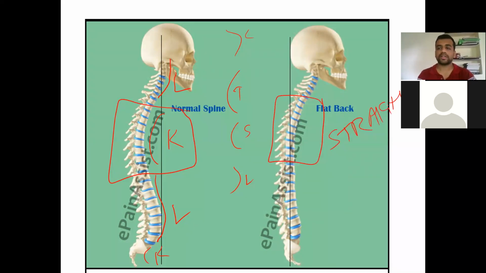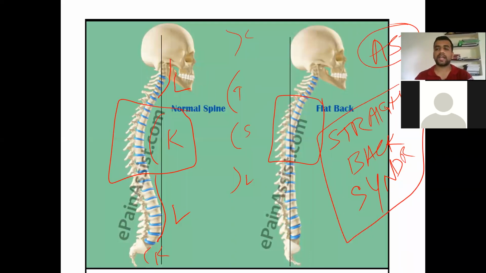We don't want to go into what straight back syndrome is and all, as it is not for your level. What are the parts of that syndrome, what are the abnormalities? The only thing you should remember is when you auscultate, it will mimic ASD. That much is enough. So straight back syndrome can mimic ASD. This much is enough.